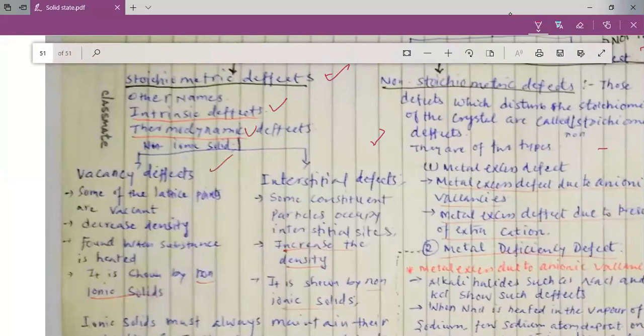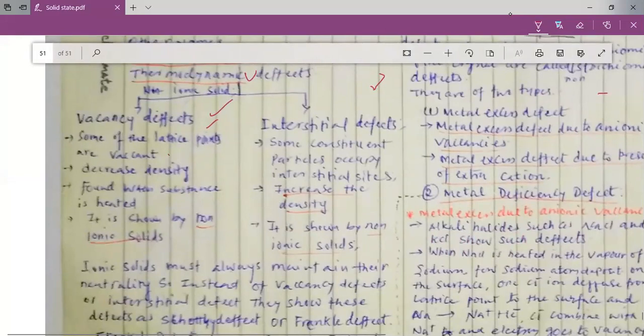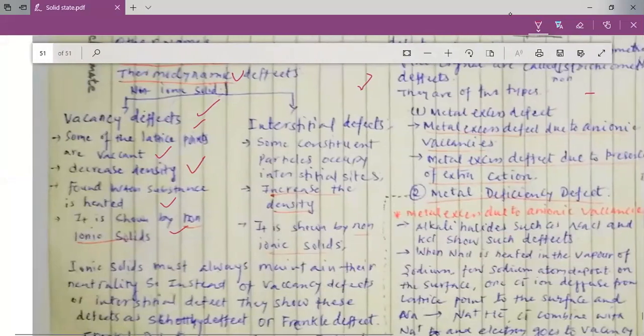Let us first study the vacancy defect, my dear students, in which some of the lattice points remain vacant. It decreases the density and is found when the substance is heated, and it is seen in non-ionic solids.